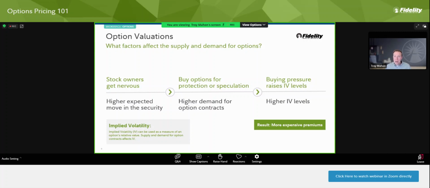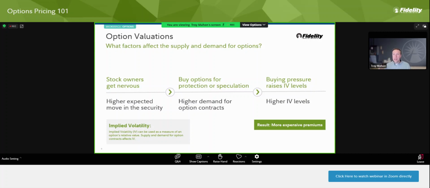So when we buy options, just like with stocks, right? There's buyers and sellers of options. When there's more aggressive buyers of options, that's going to raise the price of an options contract. That options contract will increase in value. So when an option price goes up, we say there's higher implied volatility levels. That basically means the expectation for how volatile a stock could be in the future has gone up.